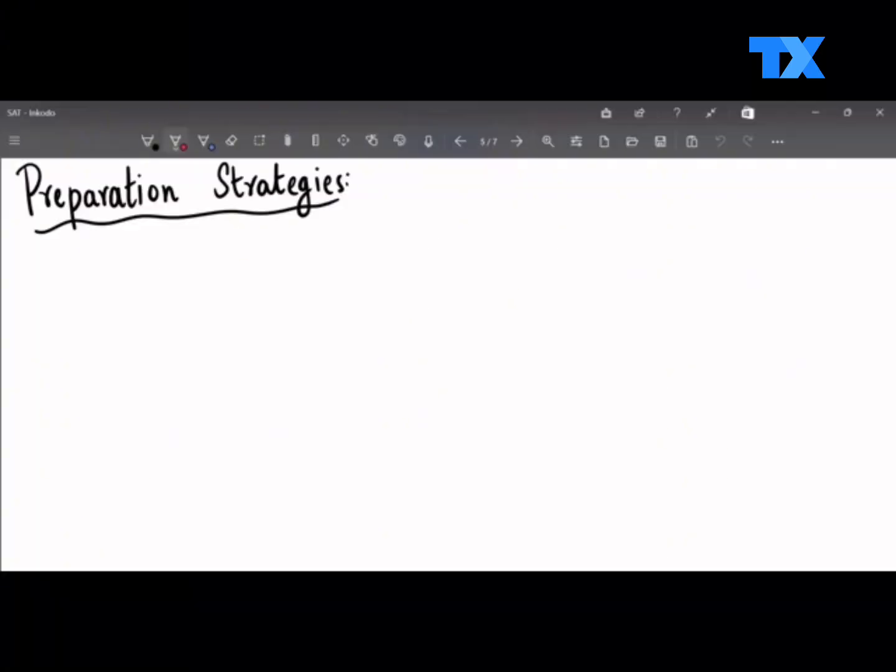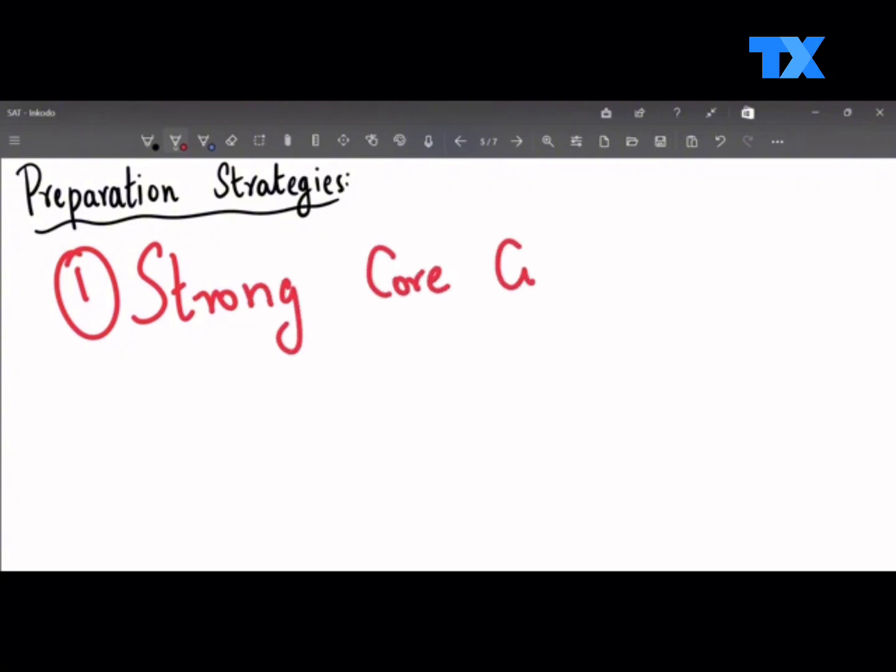This was a brief idea of what SATs are, how many sections they have, what topics they include. Now let's talk about some preparation strategies, because that's what you're here for. Okay. One of the strategies that you should have is strong core concepts. Whenever you're planning to start preparing for your SATs, make sure you start from the basics itself. And make sure you start a while back, so you have the time to prepare the basics of algebra, of geometry, of trigonometry, and data analysis.